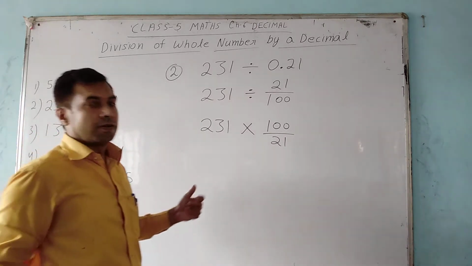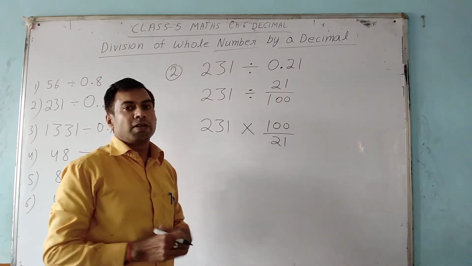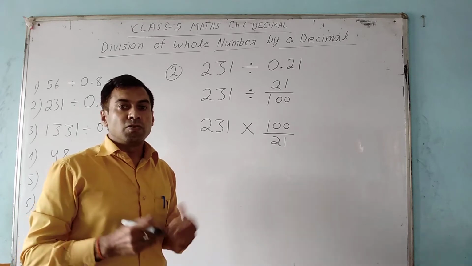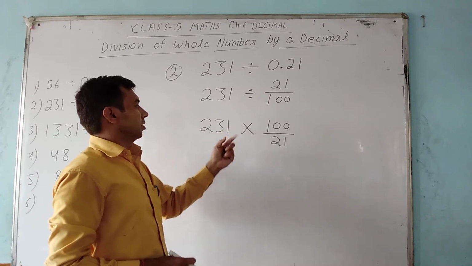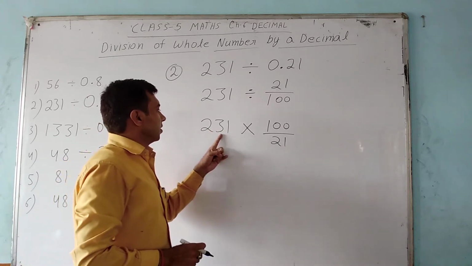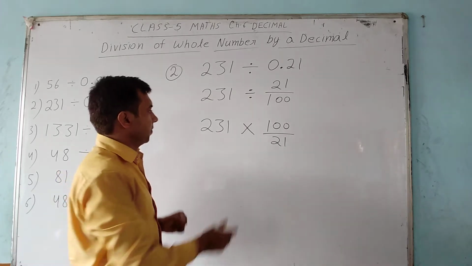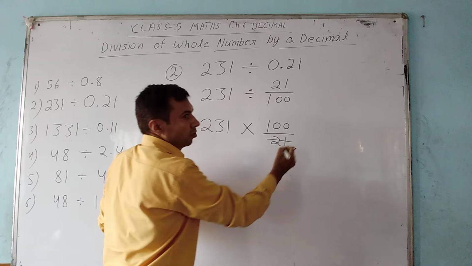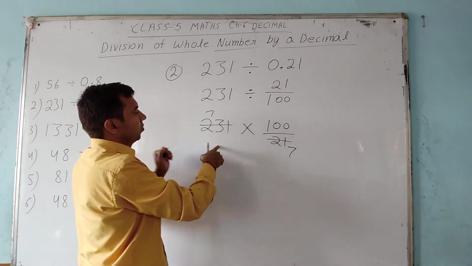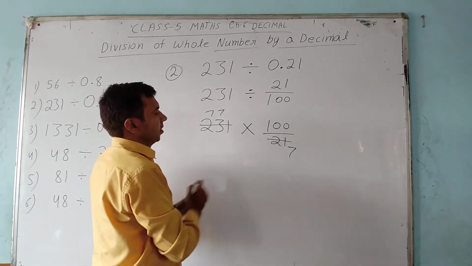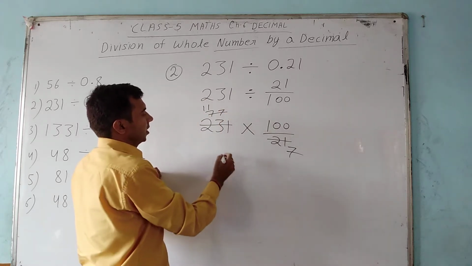Now student, we can cut this 231 by 21. How? You know the divisibility rule. 2 plus 1 3, 3 plus 2 5, 5 plus 1 6. So this 6 is divisible by 3 and this is divisible by 3. Let's see. 3 7 21. 3 minus 1 2. 3 7 21. Now student, 7 1 7.